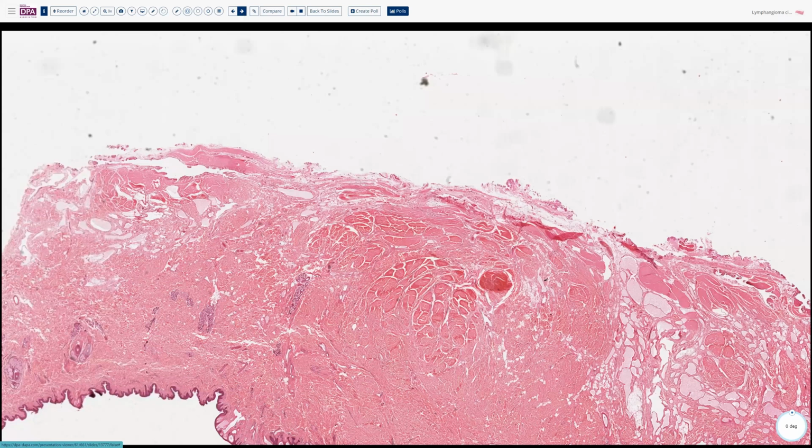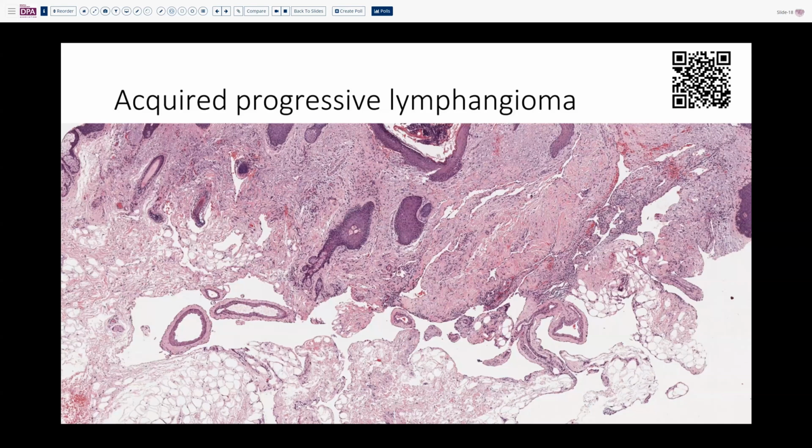Okay, the next lesion, acquired progressive lymphangioma. This is a lesion that can occur in both children and adults, and can involve both cutaneous and mucosal sites and become fairly good size, up to 10 centimeters. It grows very slowly. And the usual differential diagnosis that we're thinking of with this lesion is that of possible angiosarcoma or lymphangiomatosis and so forth. Lymphangiomatosis usually would involve more than one tissue plane, in other words, deeper extension as well as superficial.